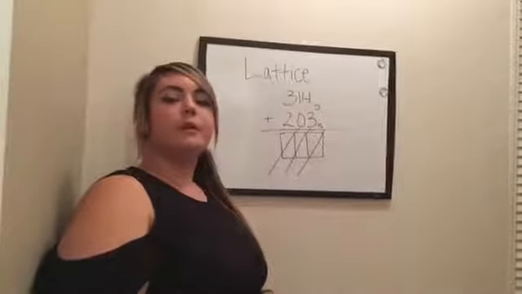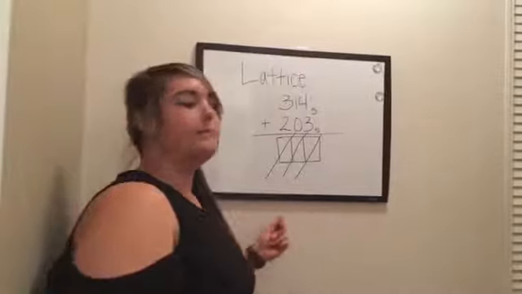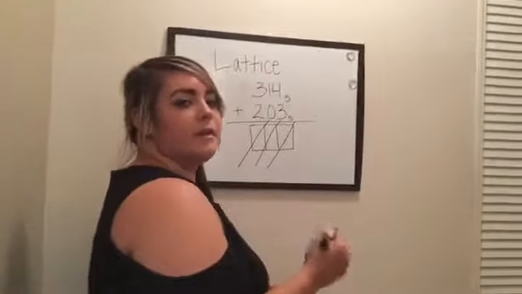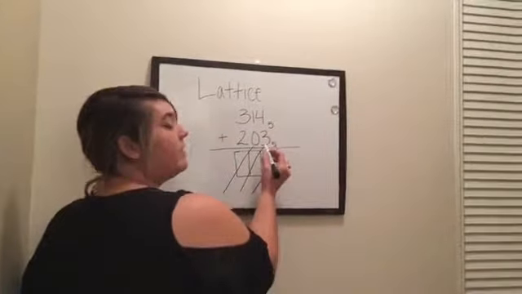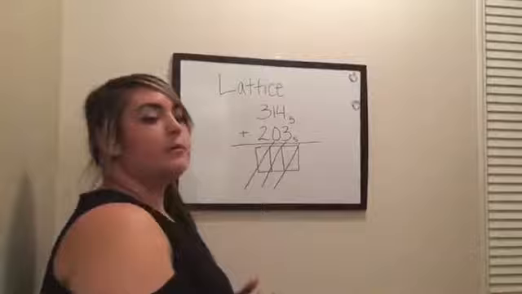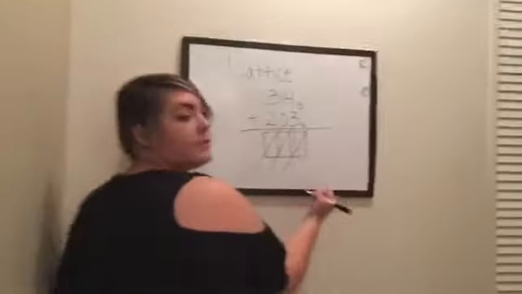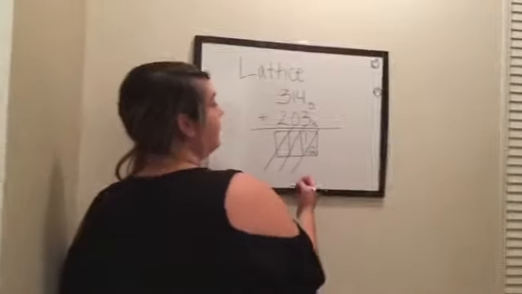In this video, we're going to add two numbers in base 5 by using the lattice method. So in base 5, we regroup at 5 instead of 10. 4 plus 3 is 7, but we regroup at 5. So we have one rod, which is 5, and we have 2 units left over.